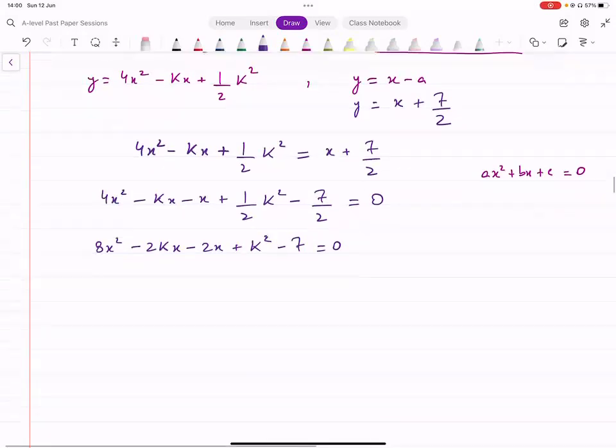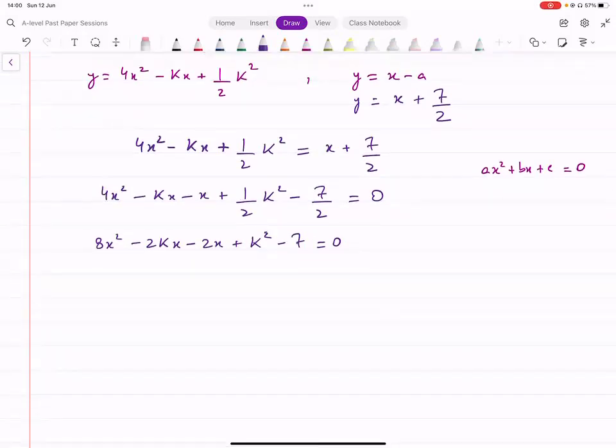Now, let's look at the coefficient of x squared. The coefficient of x squared is 8. What about the coefficient of x? We'll have to take x common for that. So we can say this is minus (2k plus 2) into x. And we've got the constant term. The constant term is basically any term that does not have an x in it. So that is k squared minus 7. And that equals 0. Okay. Now, what's the value of a here? a is 8.